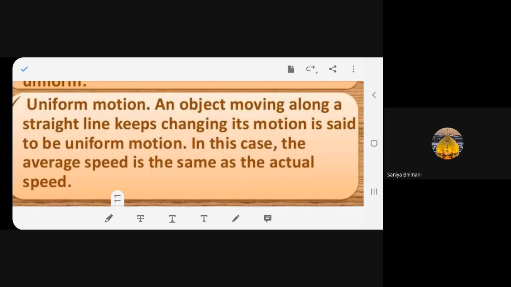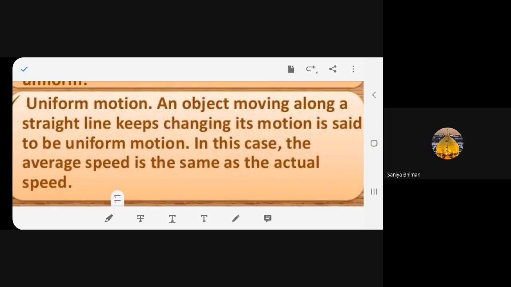Uniform motion. An object moving along a straight line with a constant speed is said to be in uniform motion. In this case, the average speed is the same as the actual speed. Over here, you can say the average speed is taken in uniform motion. That becomes the actual speed.